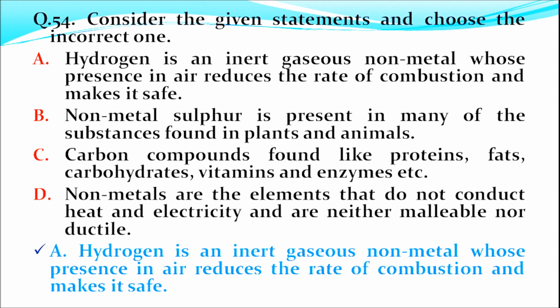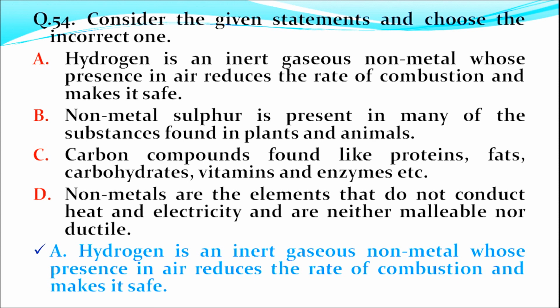Consider the given statements and choose the incorrect one. Option A. Hydrogen is an inert gaseous nonmetal whose presence in air reduces the rate of combustion and makes it safe. Option B. Non-metal sulfur is present in many of the substances found in plants and animals. Option C. Carbon compounds are found in proteins, fats, carbohydrates, vitamins and enzymes, etc. Option D. Non-metals are the elements that do not conduct heat and electricity and are neither malleable nor ductile. Out of the four options, which is incorrect?